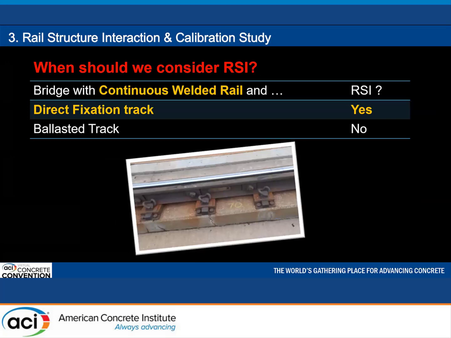Well, you may ask, if we get a transit bridge, when should we consider the rail structure interaction? Let's go back to this picture. Do you see these 2 key elements? The first element is the continuous welded rail. The second element is the relaxation track. When we see this combination, welcome to join the RSI club.